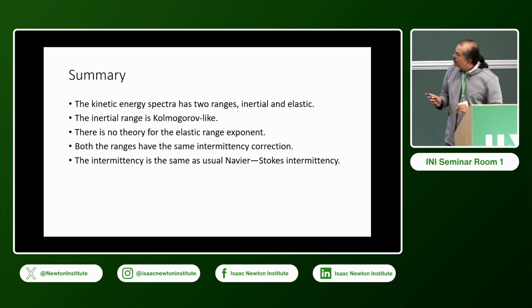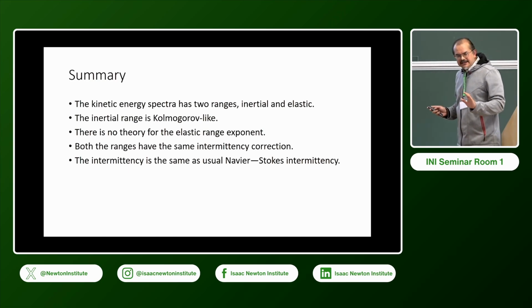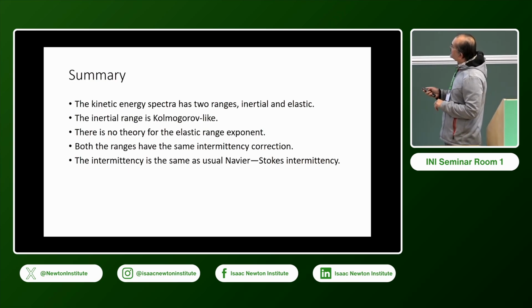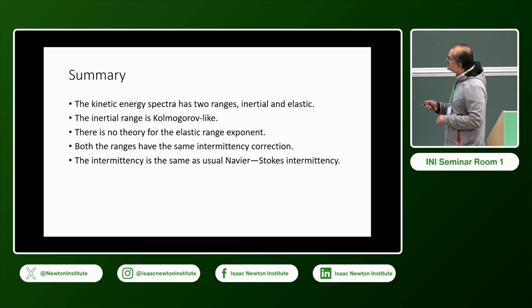But to summarize this part, I'm not done yet. The kinetic energy spectra has two ranges. One is inertial, one is elastic. The inertial range is Kolmogorov-like, and there is no theory for the elastic range exponent at the moment. So that's the first problem. Both the ranges have the same intermittency correction, and the intermittency is the same as the usual Navier-Stokes intermittency. So the good thing about the second part is I haven't given you a second problem. You just have the usual Navier-Stokes intermittency problem, which you always had.